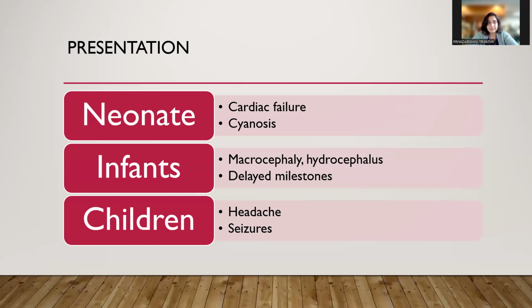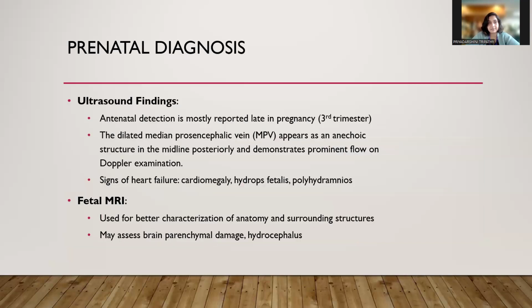And we already discussed the presentation can vary in infants, neonates, and children. Infants usually present with macrocephaly, hydrocephalus, and delayed milestones, but in the neonatal period, when they are born, they present with cardiac failure and cyanosis. And later, when they are a child, they usually present with persistent headaches and seizures.